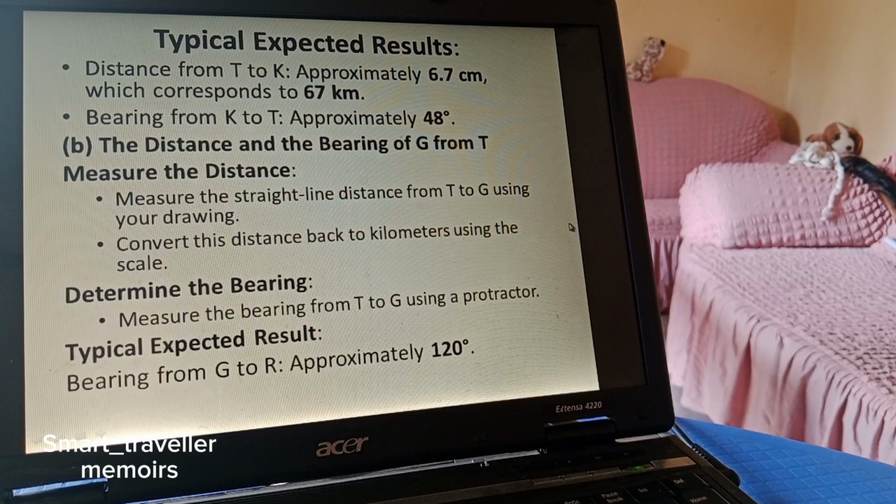The distance and bearing of G from T. Measure the distance. Measure the straight line distance from T to G using your drawing. Convert this distance back to kilometers using the scale. Determine the bearing. Measure the bearing from T to G using a protractor. Typical expected result, bearing from G to R approximately 120 degrees.